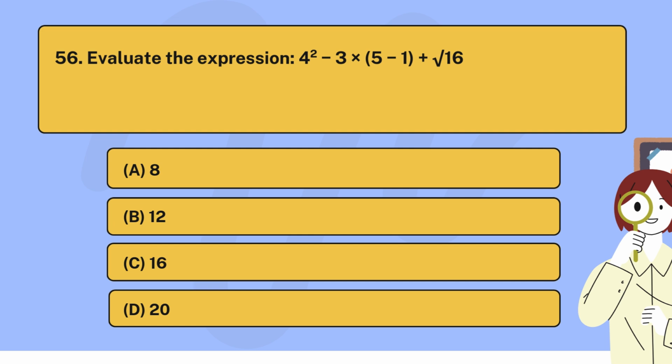Question 56. Evaluate the expression 4 to the power of 2 minus 3 times (5 minus 1) plus square root of 16. A, 8. B, 12. C, 16. D, 20.